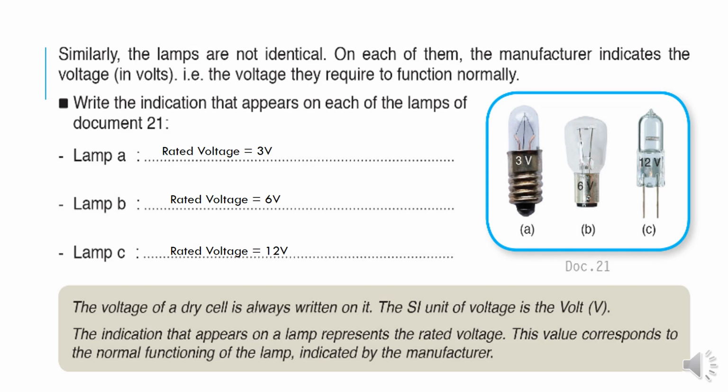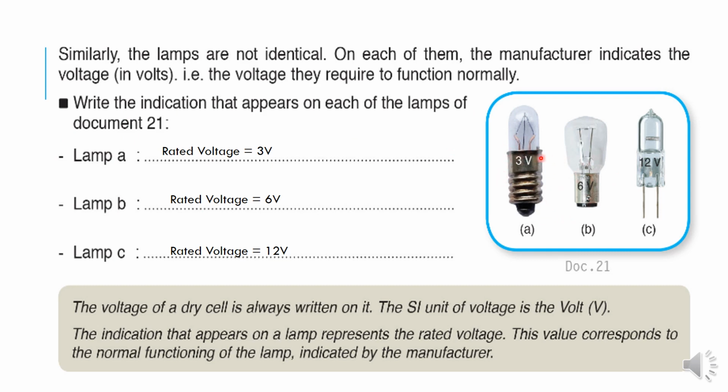Similarly, the lamps are not identical. On each of them, the manufacturer indicates the voltage they require to function normally. So, the written voltage on each lamp represents the voltage they require to function normally. What do we call this voltage? This voltage is called the rated voltage, which means that the rated voltage is the voltage they require to function normally. Write the indication that appears on each of the lamps of document 21, lamp A.